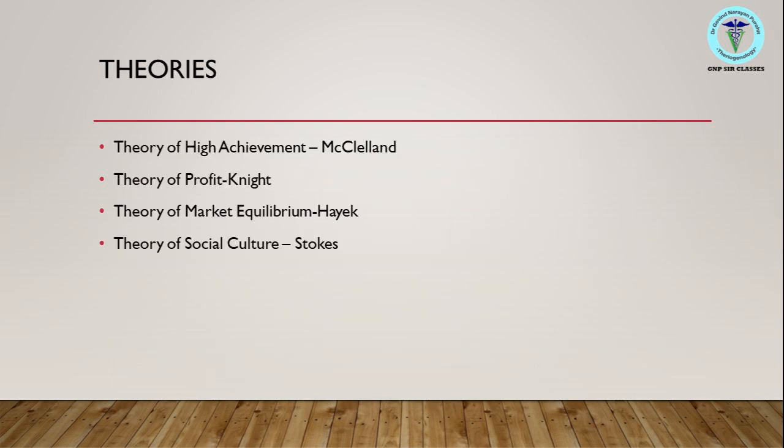The different theories given by different people are mentioned accordingly. Theory of high achievement, McClelland; theory of profit, Knight; theory of market equilibrium, Hayek; and theory of social culture, Stokes.